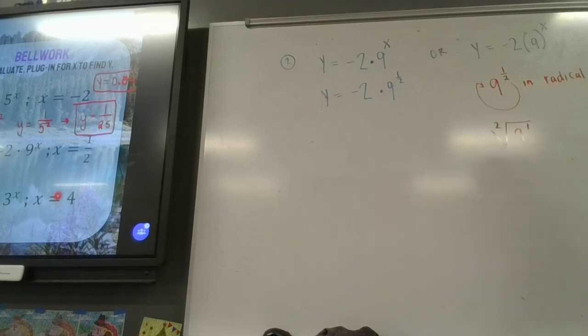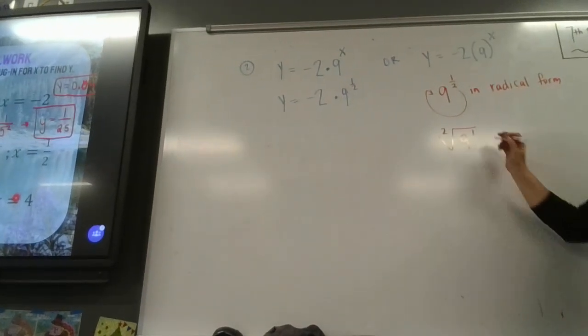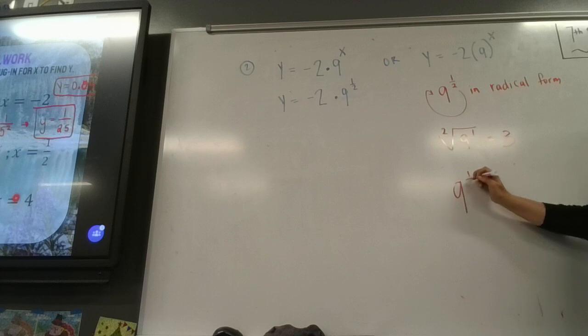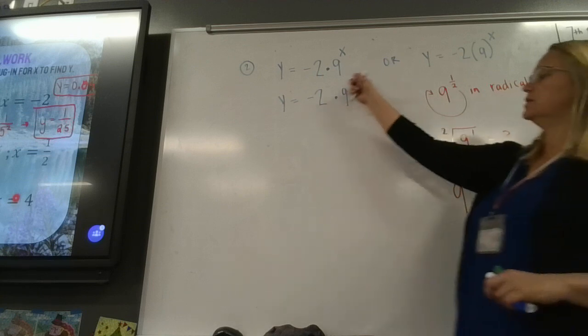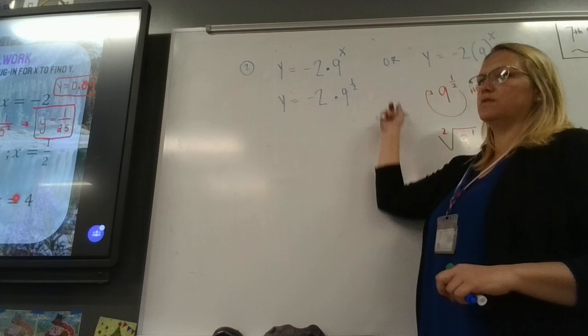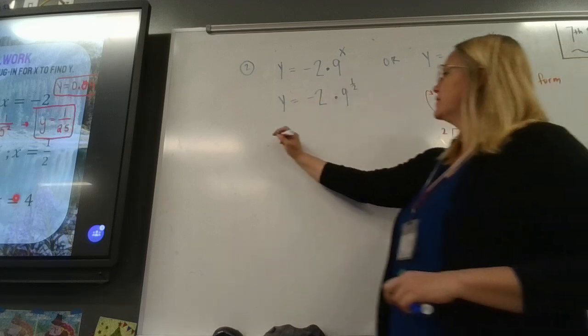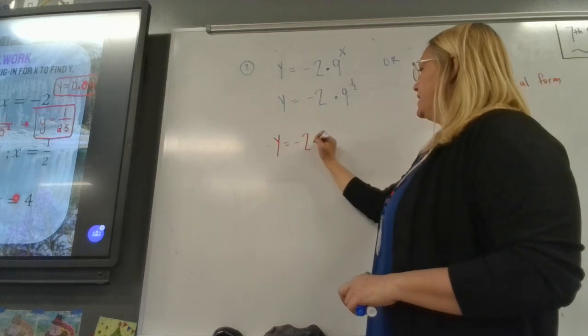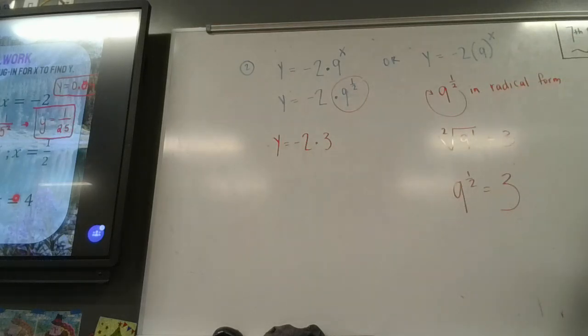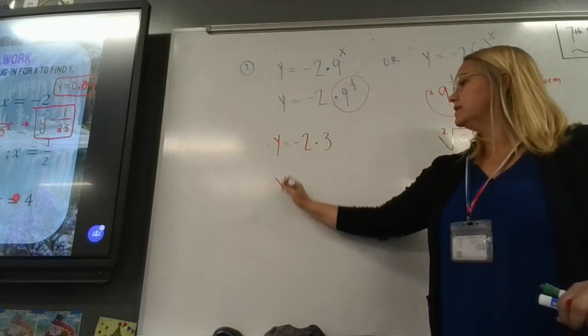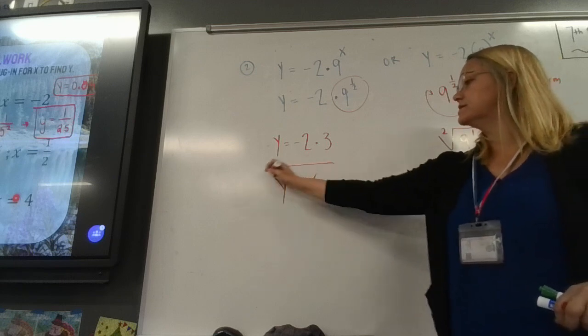Do y'all know the square root of 9? 3. Okay. So 9 to the 1/2 power is the same as 3. You have full rights to use a calculator on that. In fact, the Google Scientific Calculator will do all of this for you if you type it in correctly. So this is just -2 times 3. Always do your exponent before your multiplication. So the answer to number 2 is just -6.